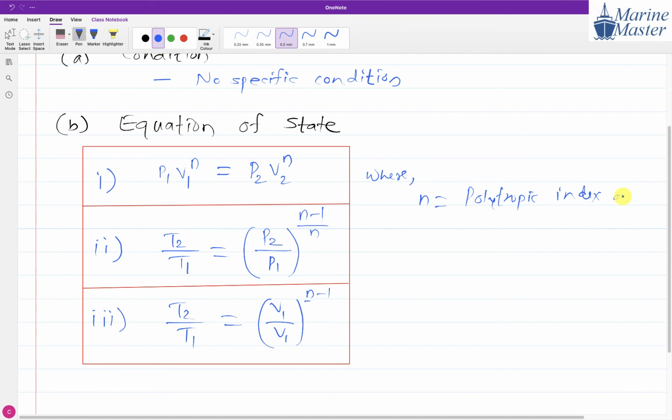If it is an expansion process, then we will say index of expansion. If it is a polytropic expansion process, then index of expansion. If it is a compression process, index of compression. Please write down this discussion.